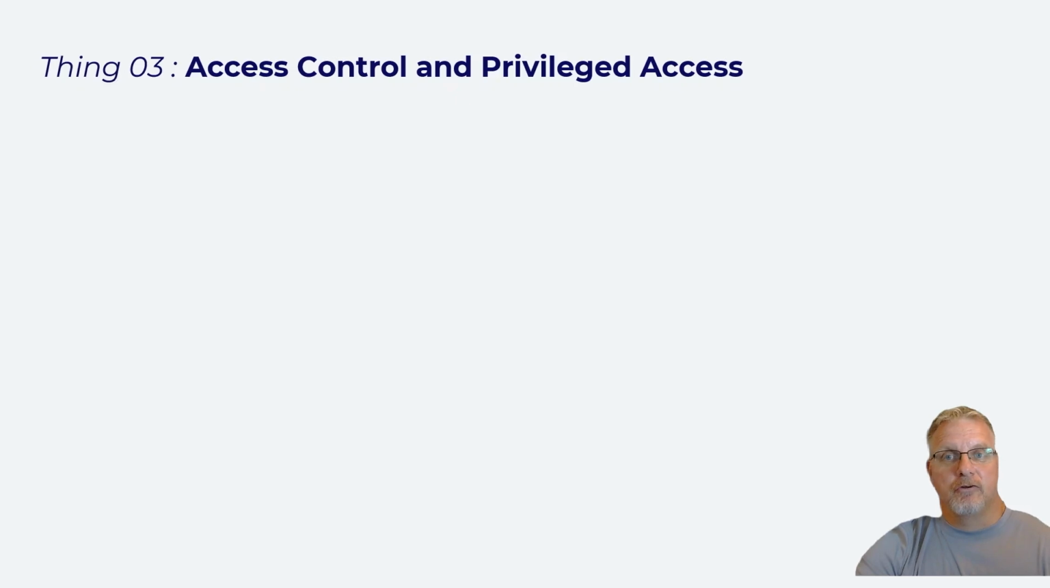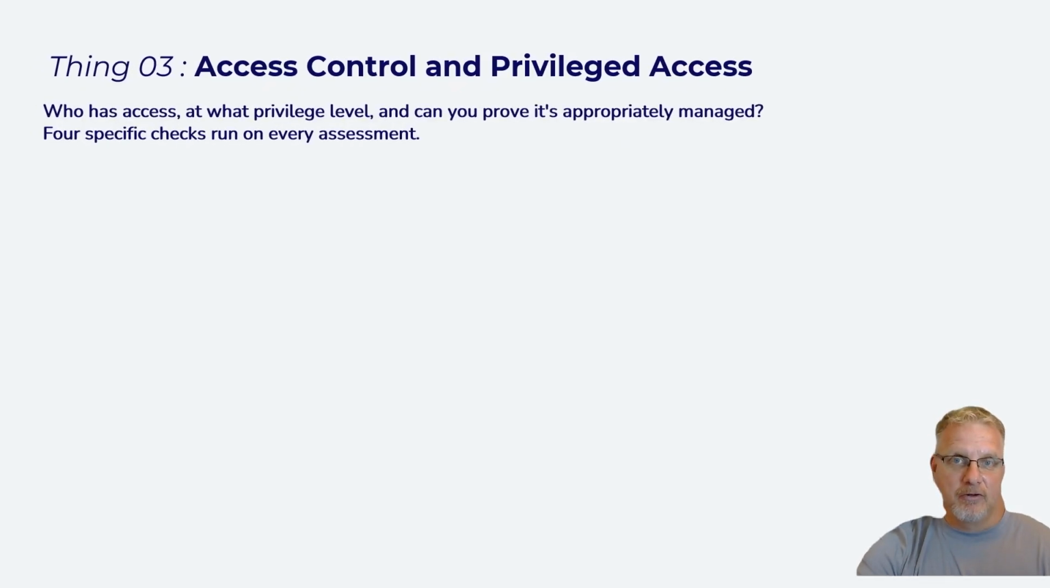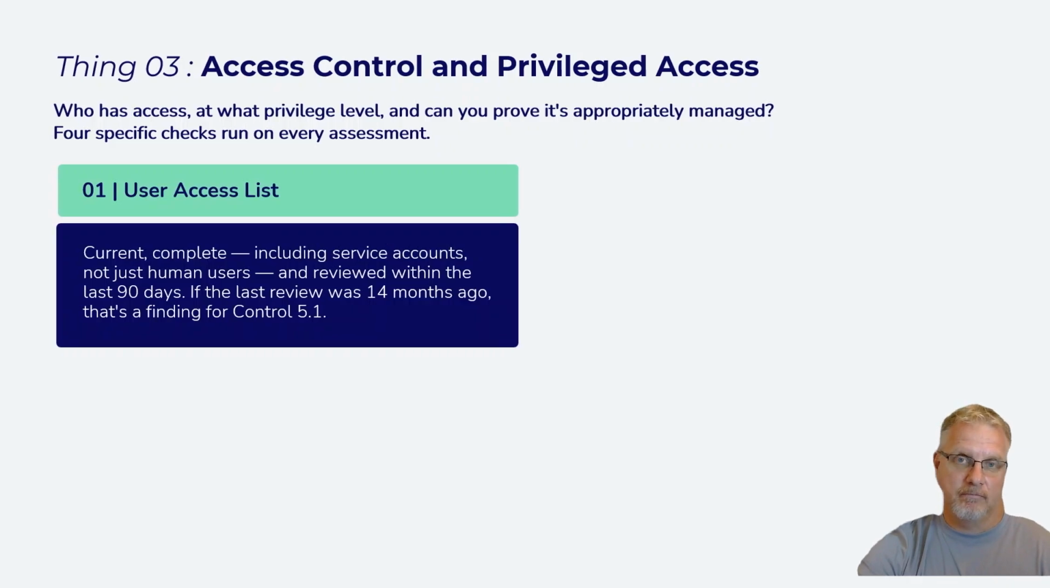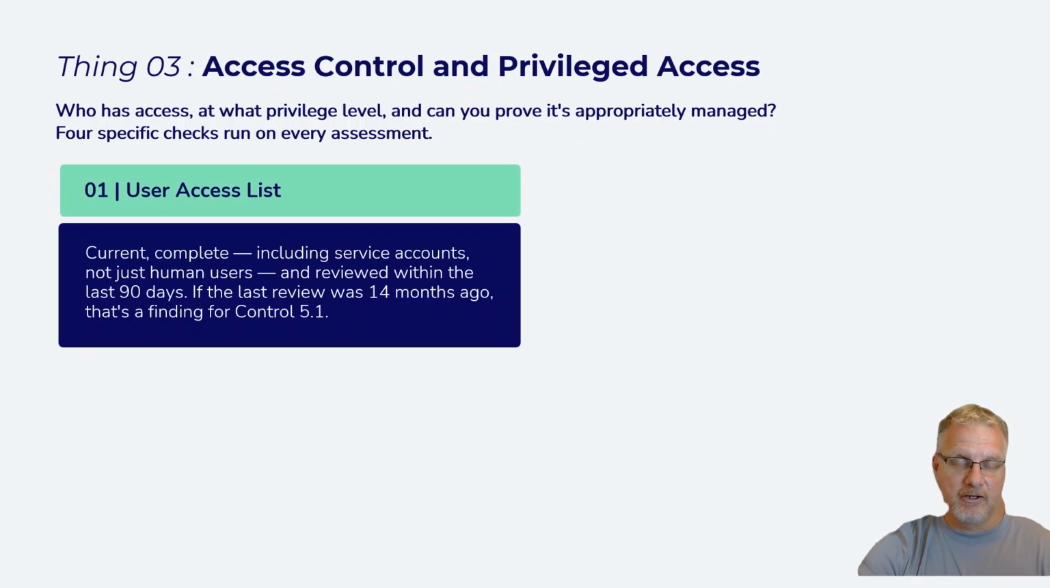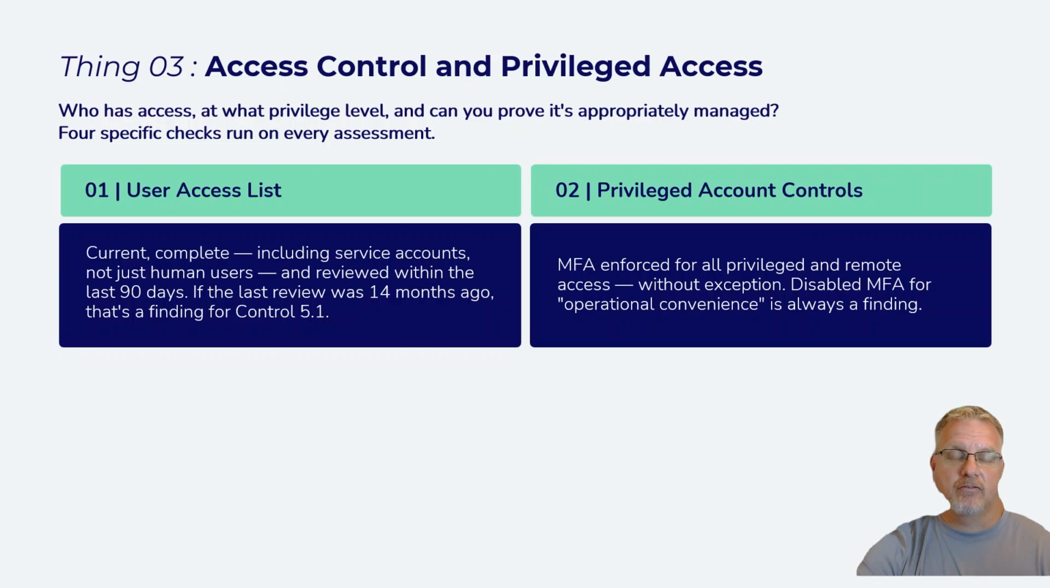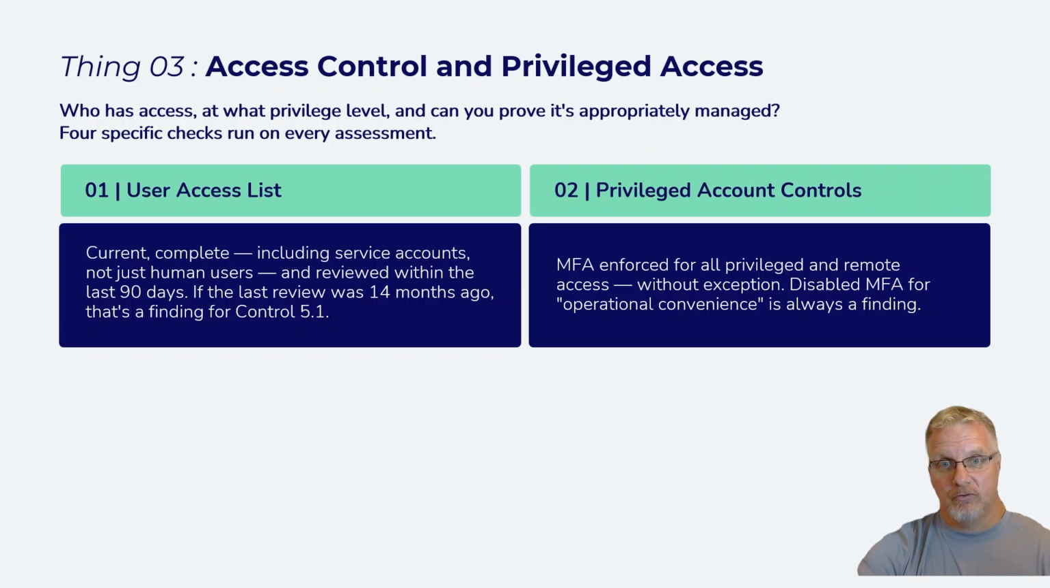Access control generates findings in 4 specific areas on every assessment. First, the user access list. It needs to be current, complete, and reviewed within the last 90 days. That includes service accounts, not just human users. If the last review was 14 months ago, that's a finding for Control 5. Second, privileged access. MFA must be enforced for all privileged and remote access without exceptions. Disabled MFA for operational convenience is always a finding.